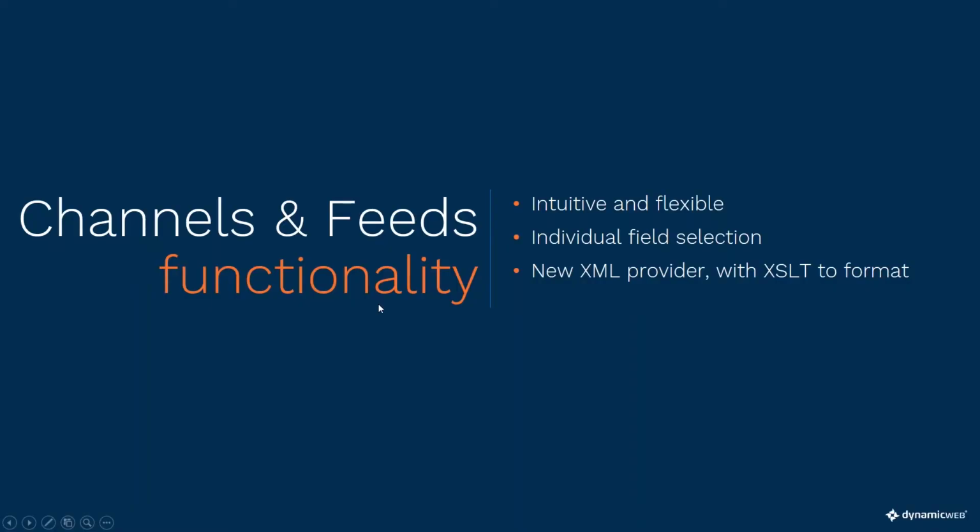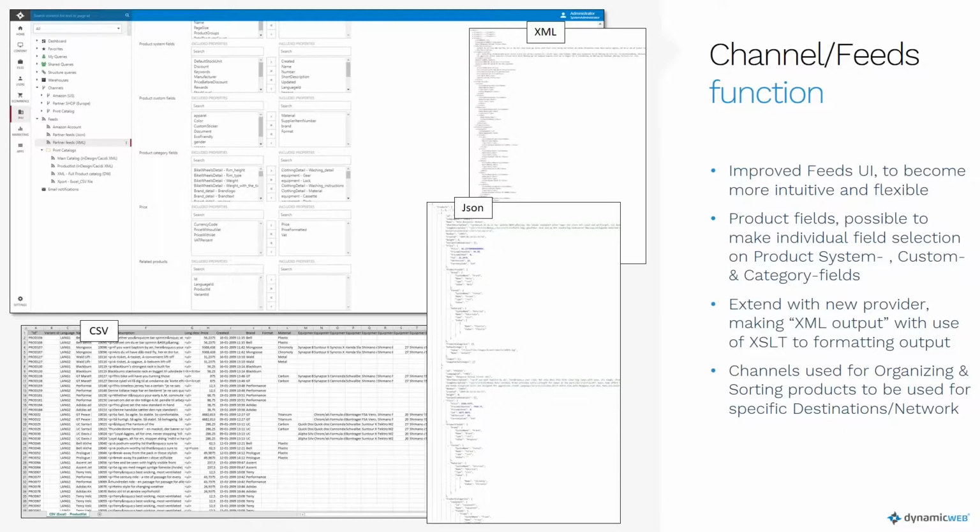The next one is channels and feeds. Now, the channels and feeds is where you control and maintain the products that go into certain distribution channels. That could be into a partner network. That could maybe be to a huge retail organization where you have to deliver data with a specific format into that organization.